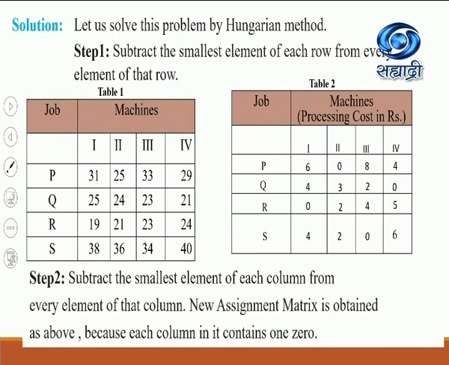Once the row minimum is done, we have to see the column minimum. Now see over here in the first column, the smallest element is 0. So anything minus 0 will remain the same. So no changes in column 1. Column 2 also has minimum element 0. Column 3 also has minimum element 0.